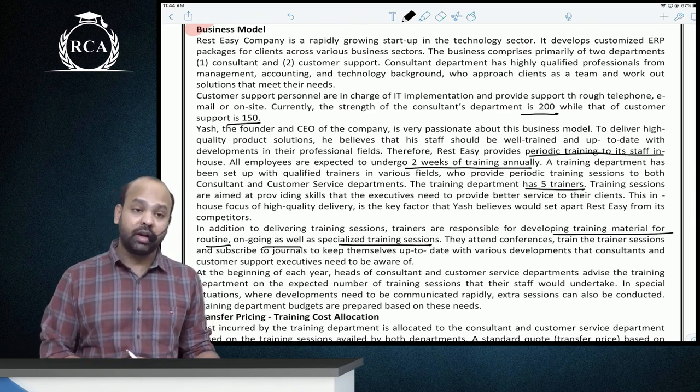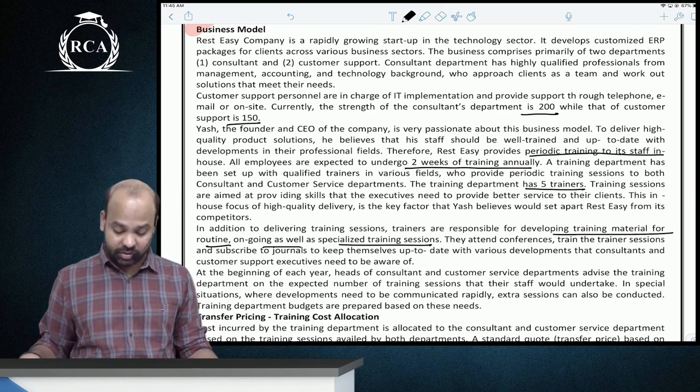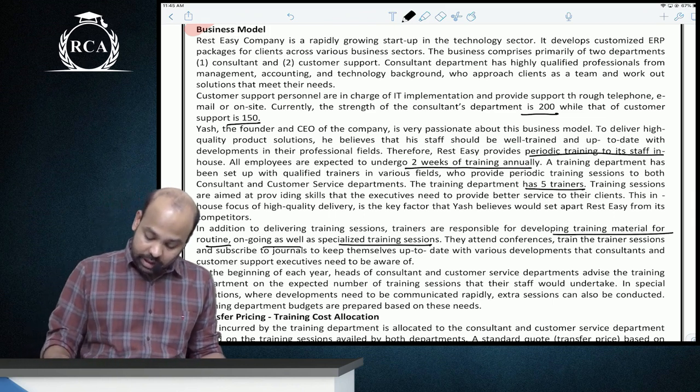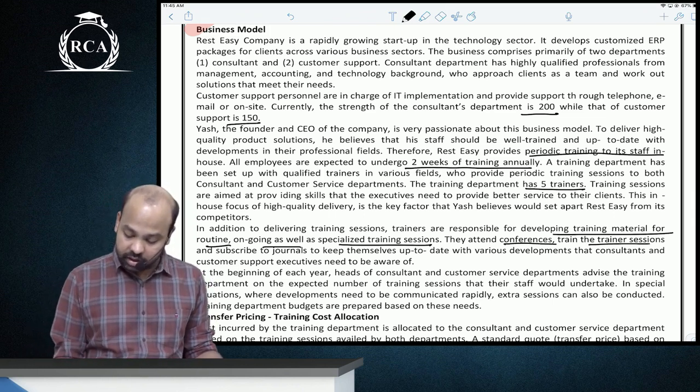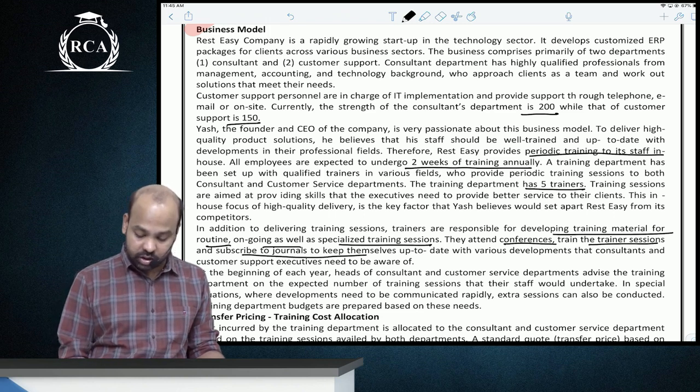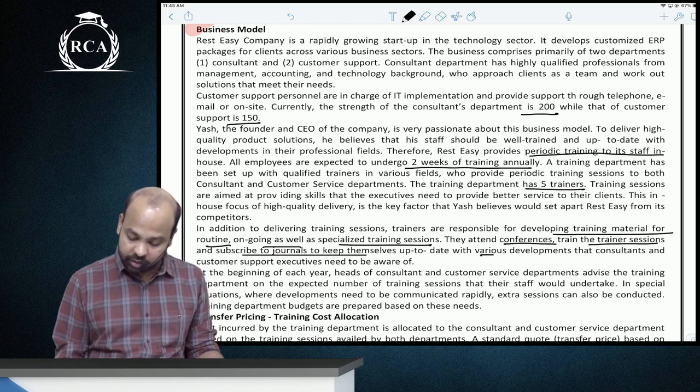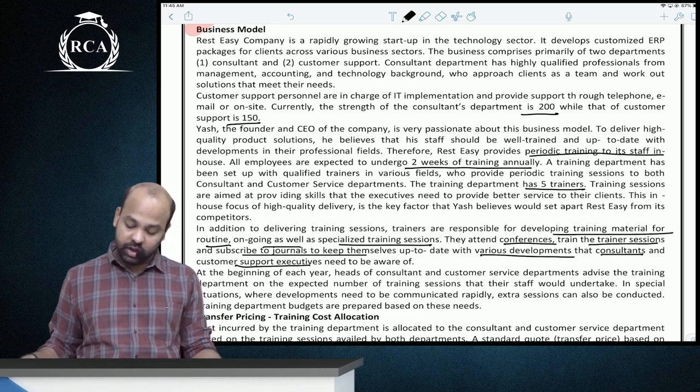So they can be routine training sessions, ongoing training sessions, specialized training sessions. They attend conferences, train the trainer sessions, and subscribe to journals to keep themselves up to date with various developments that consultants and customer support executives need to be aware of.